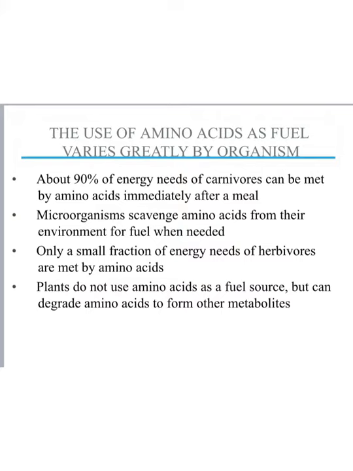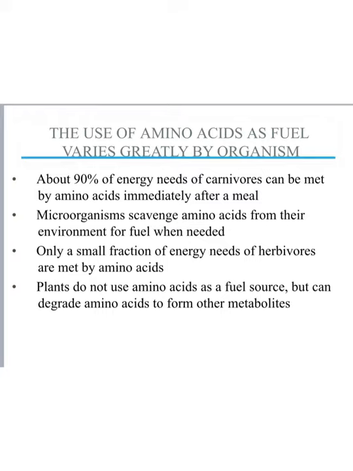All right, so we do use amino acids as fuel, but the use of amino acids as fuel varies greatly by organisms. So in carnivores, so these are organisms that obviously eat meat, about 90% of their energy needs are met by amino acids immediately after the meal. So they're taking in large amounts of proteins, and so they can meet the energetic needs of their cell through the use of those amino acids and the proteins that they bring in.